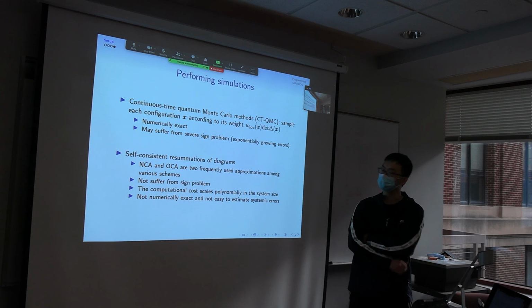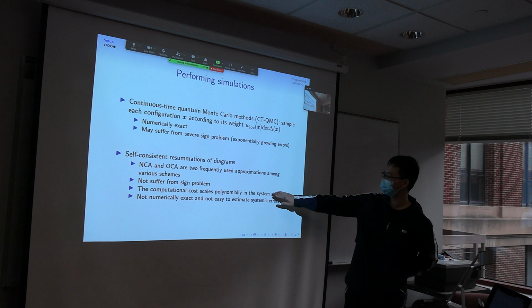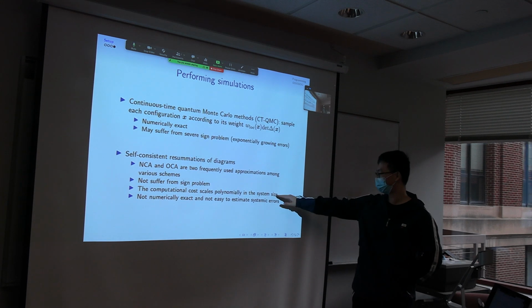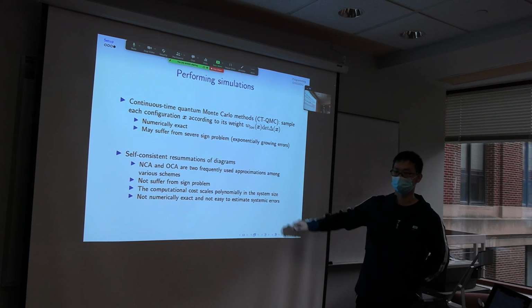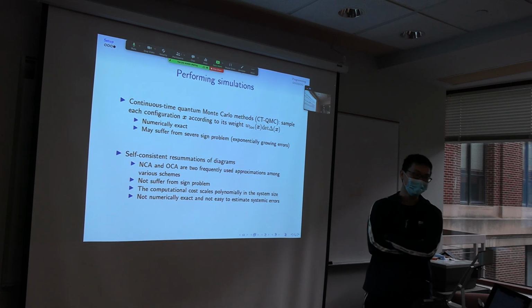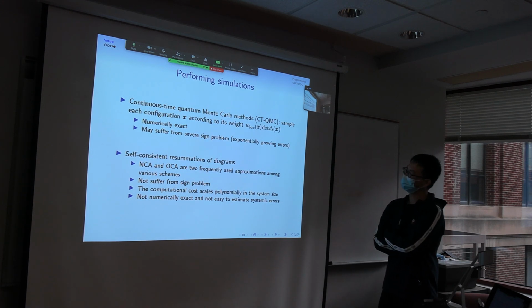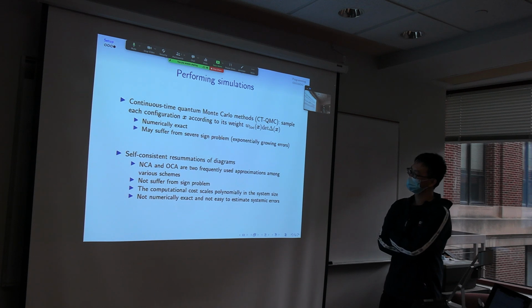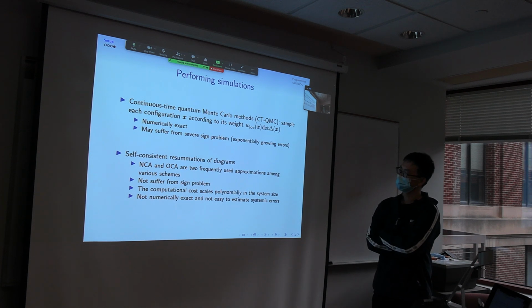Is that correct, Lei? The computational cost scales polynomially in system size? I think so. Well, the Hilbert space grows exponentially, right? But I read this sentence from the literature, and that doesn't mean it's correct, right? That's a bad justification. But I think what was meant here is that it grows polynomially as a function of temperature, for example.